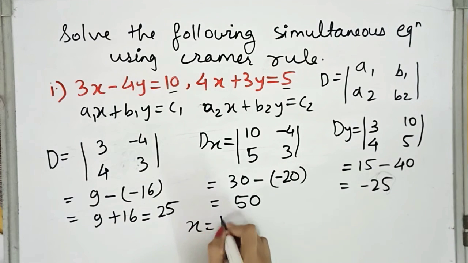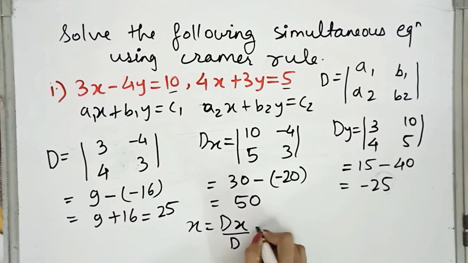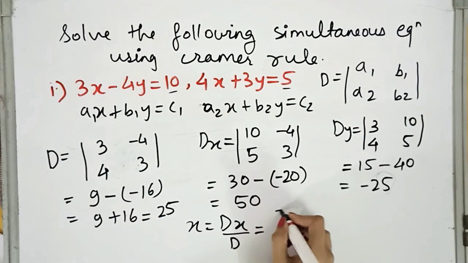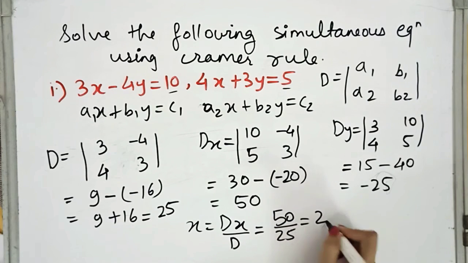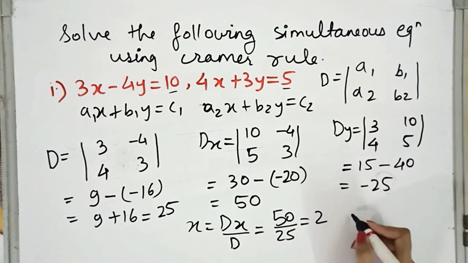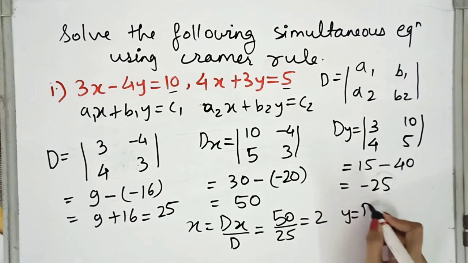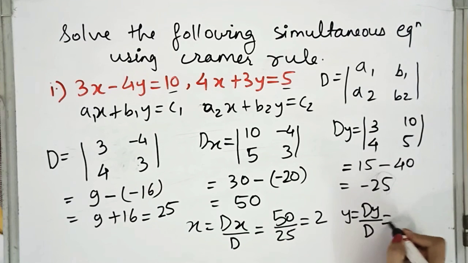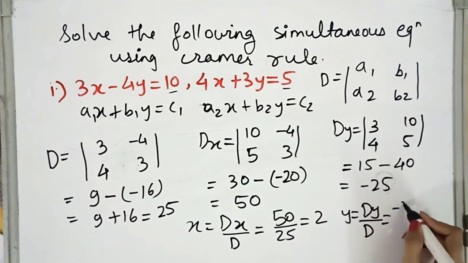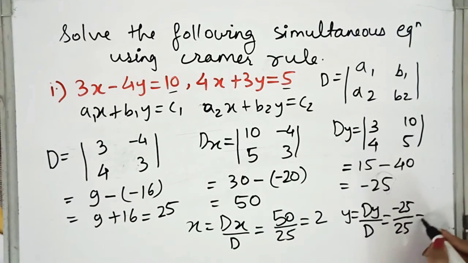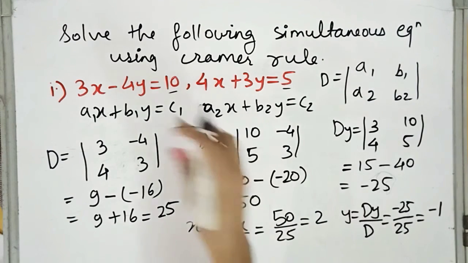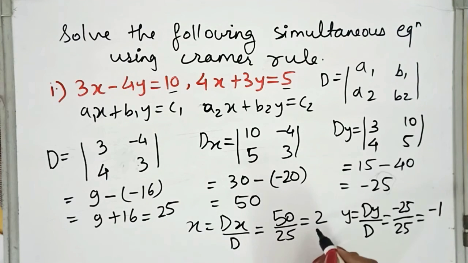So x will be Dx upon D. Dx is 50 upon D is 25. So 25 2s are 50, so our x will be 2. Similarly y is Dy upon D. Dy is minus 25 upon D is 25. So minus 25 upon 25 will be minus 1. So the solution for these equations is x equals 2 and y equals minus 1.